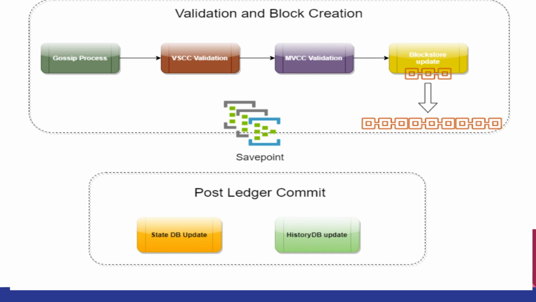So you can see there are four processes: gossip process, VSCC, MVCC, block store update. And after the block store update, there are another two very important databases which get updated. That is the state database and the history database. The state database is basically the world state. It is very popularly known as world state in Hyperledger Fabric, and this state database always maintains the current state of any asset, of any key value pair.